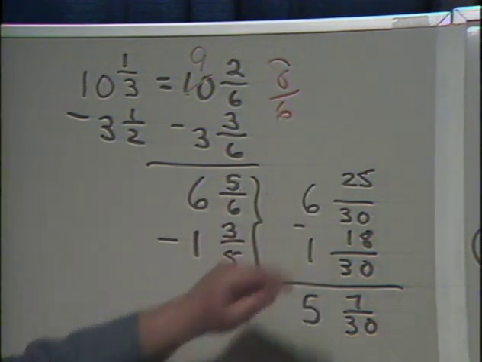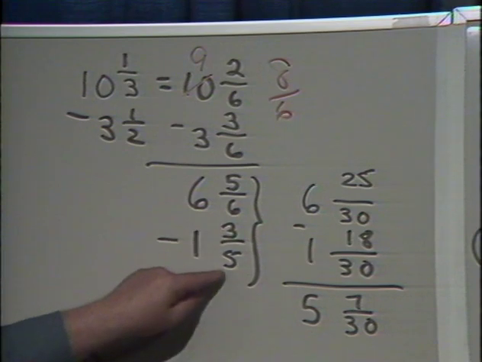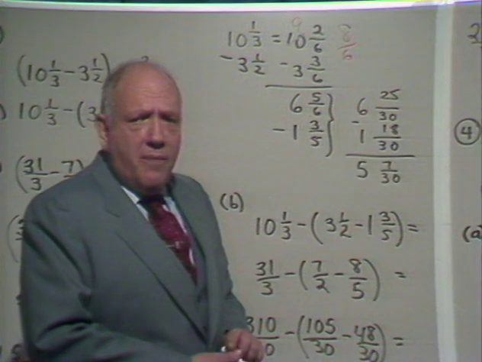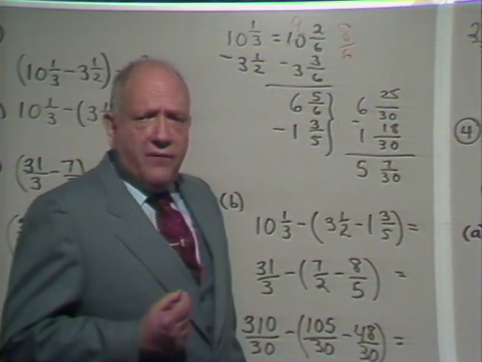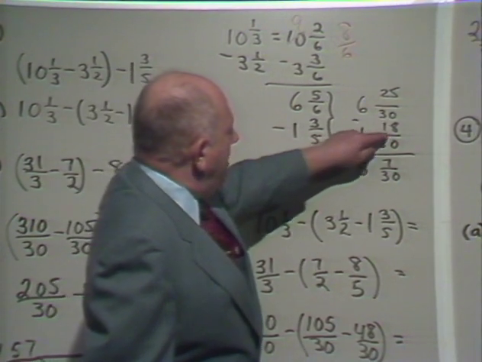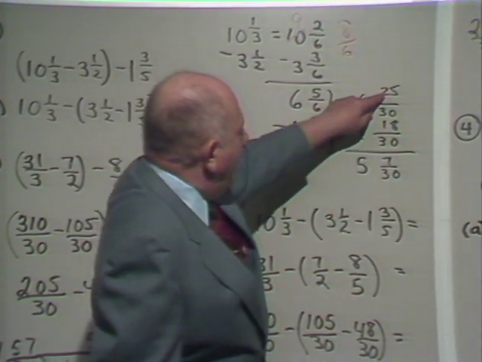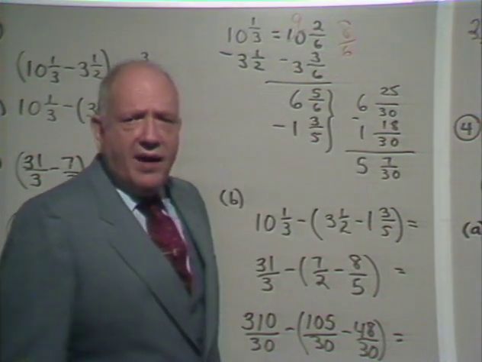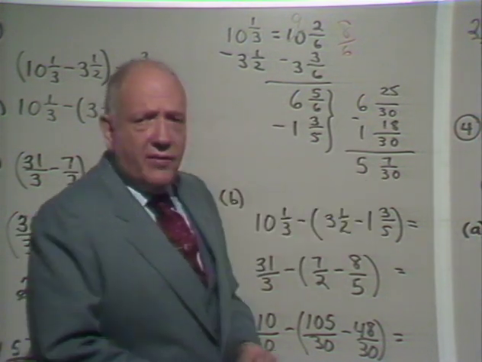5/6 is the same as 25 thirtieths. 3/5 is the same as 18 thirtieths. I go through that part rapidly because that should be a review based on the fact that you've already done modules 4 and 5. 18 thirtieths, take from 25 thirtieths to 7 thirtieths. 1 from 6 is 5, and I have the same answer as before, 5 and 7 thirtieths.